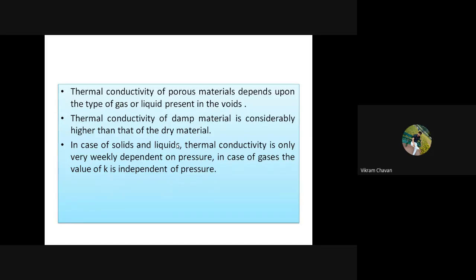Then next, thermal conductivity of damp material. Damp means what?